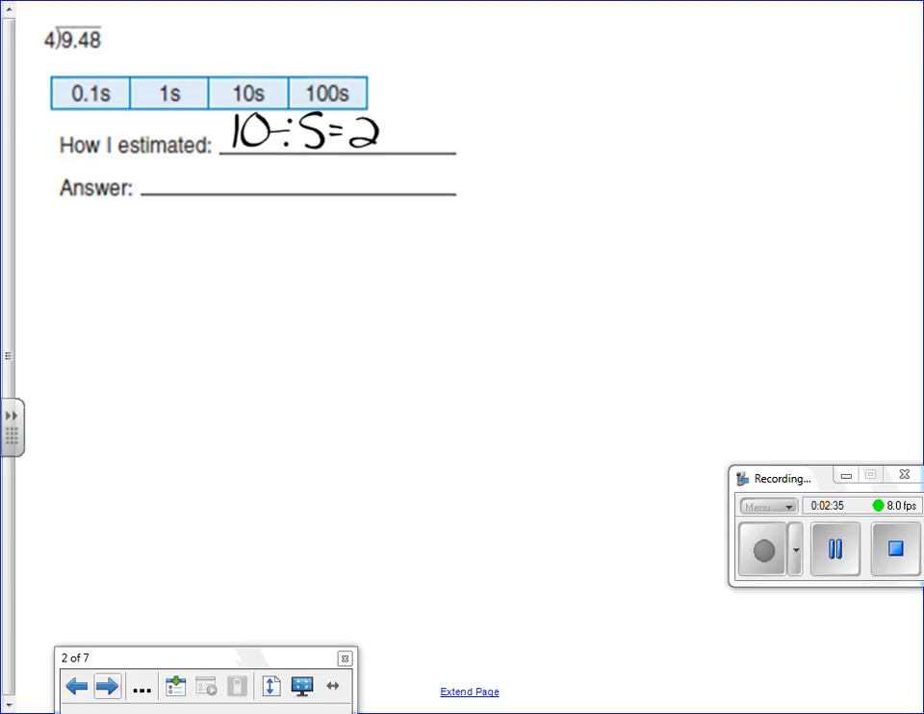Another way you could have estimated, which is completely fine, is you could have rounded that 9 and 48/100 down to an 8 and divide it by 4, which would also give you a 2. Doesn't matter. So now I need to make sure that my answer is very close to the number 2. Well, I'm going to go ahead and divide 9 and 48/100 off to the side, divided by 4. Better remember to circle this.